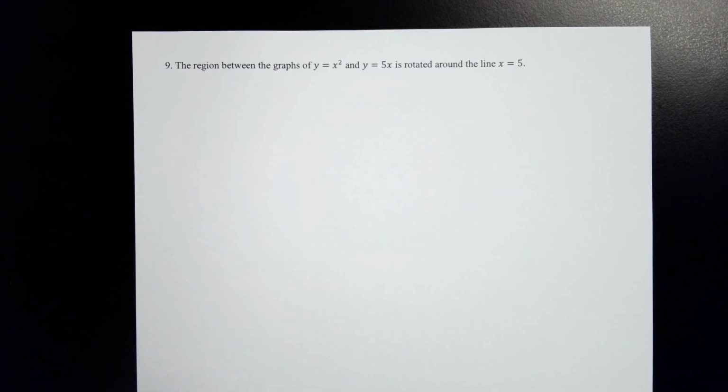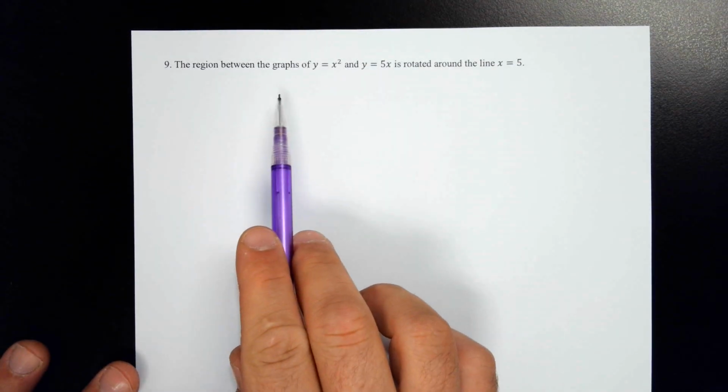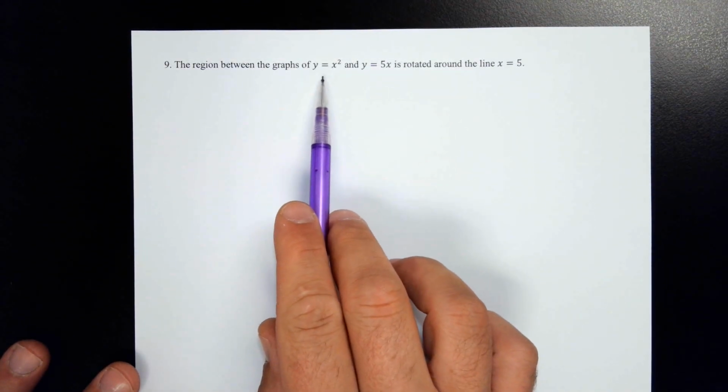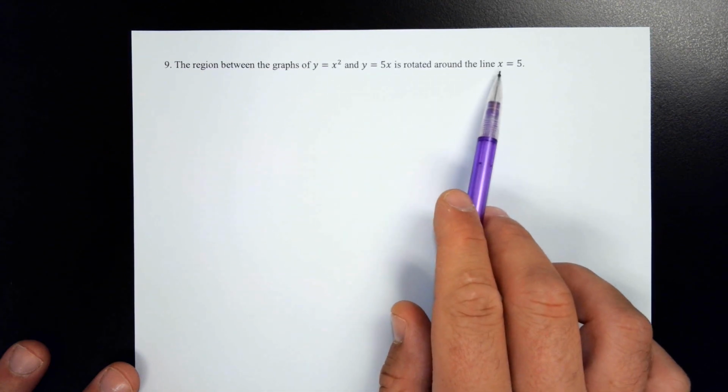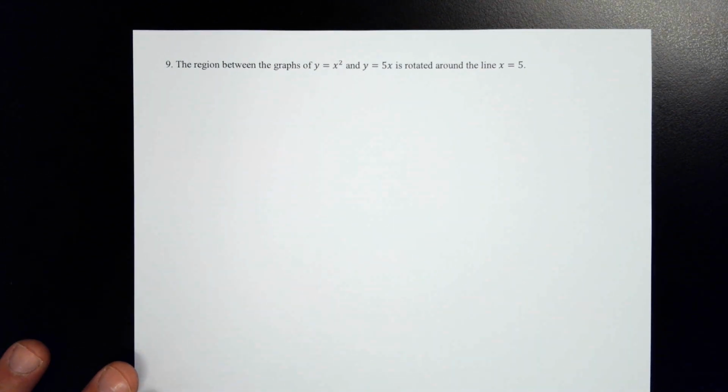This is section 7.2, number 9, and it says find the volume of the region between the graphs y equals x squared and y equals x to the fifth rotated about the line x equals 5. So again, this is one of those volumes of revolution, so we're going to have to use the disk or washer method for this section 7.2.